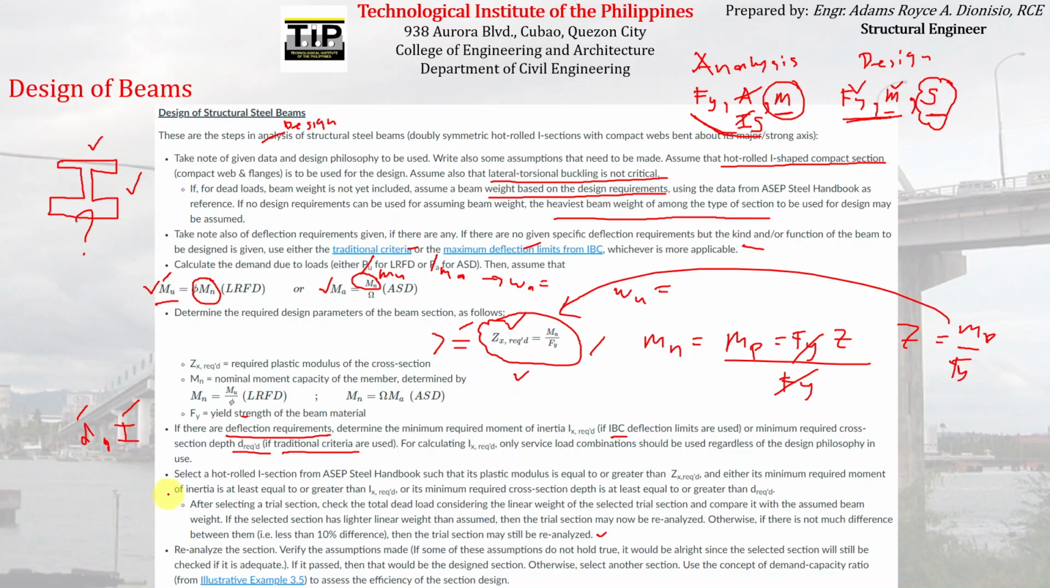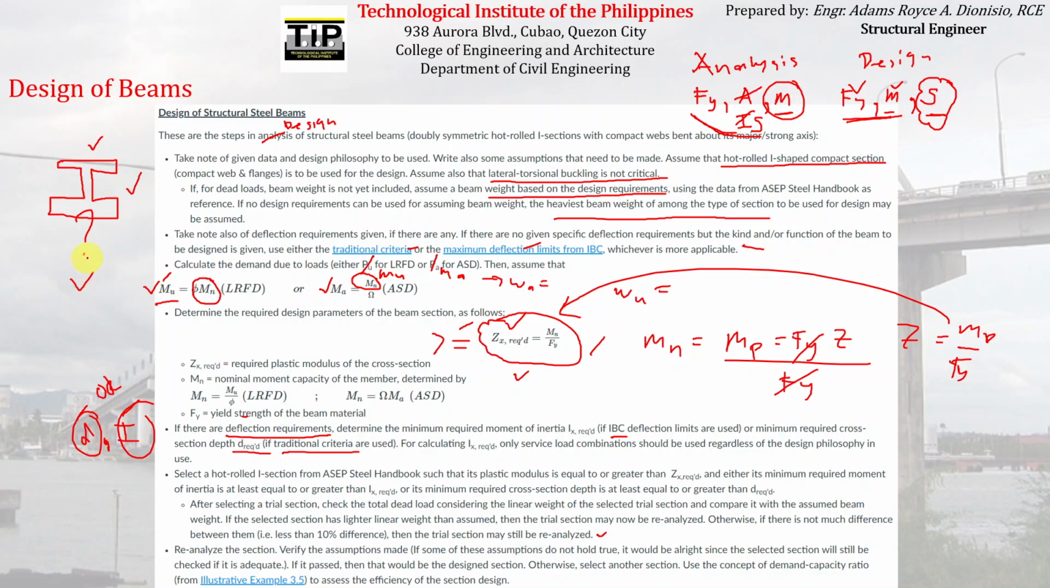So after having a steel section that satisfies the requirement of plastic modulus as well as moment of inertia, or the total depth, you have to check the given weight of that particular section that you have chosen and compare it to the initial weight that you have assumed. If there is no significant difference, then you can already reanalyze this steel section that you have chosen.